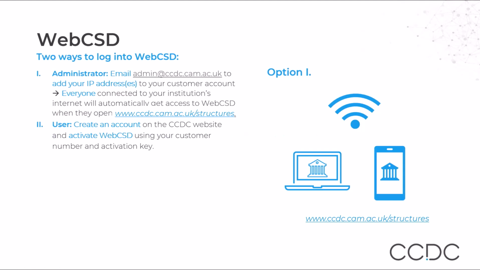There are two ways. The first one is via IP address. Access via IP address allows all the staff and students at your institution connected to your network to automatically get access to WebCSD without any further step. You might have already provided your institution IP address or addresses to the CCDC around the time you received your license details, either directly or via the National Affiliated Center, NAC, or distributor, if there is one in your country. But if you have not yet, please share it with the CCDC at admin@ccdc.cam.ac.uk so we can activate this access for you.